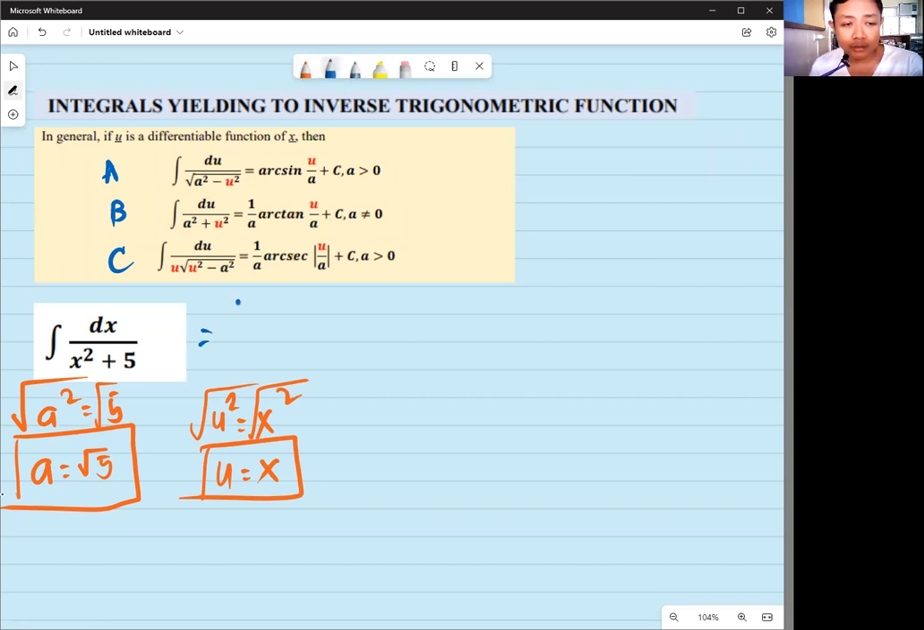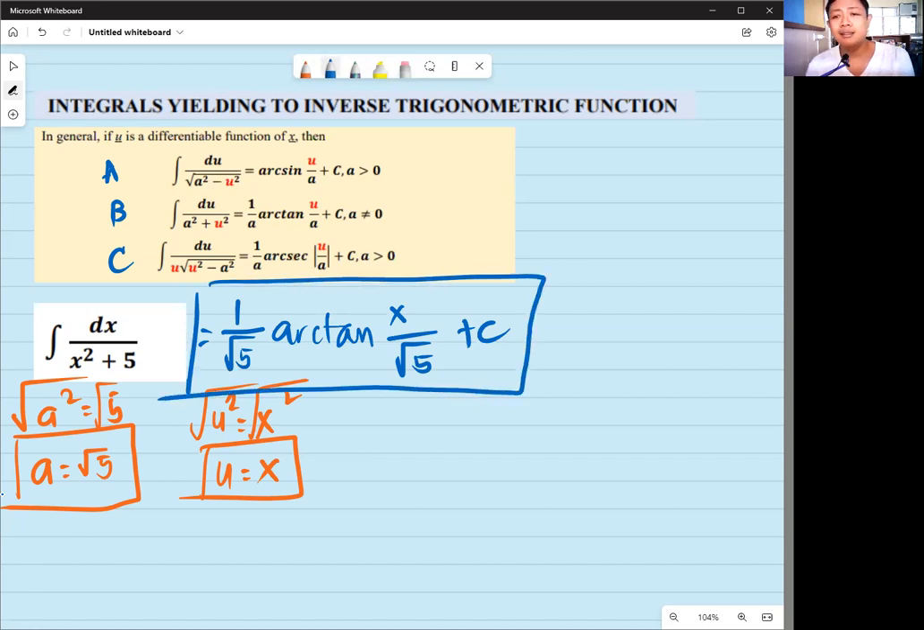So we have 1 over a, which is the square root of 5. Can you follow? And then next is arctan of u, which is x, over the square root of 5. And then just add plus c. And you're done. Oh, di ba? I told you it's not difficult. Show me a reaction if that's clear. Okay, very good. Oh, di ba? This is what I'm telling you. It's not actually difficult. Okay, let's continue.